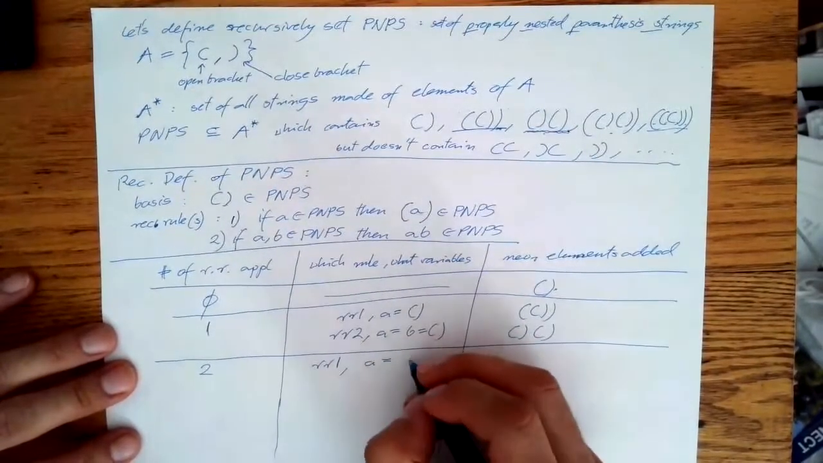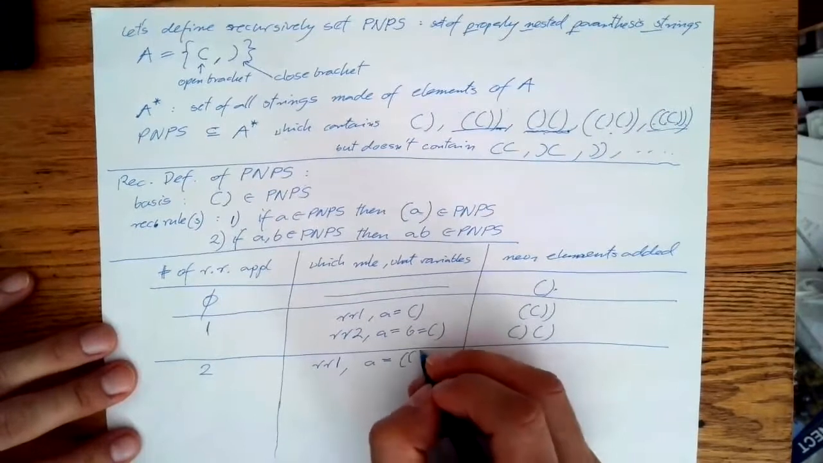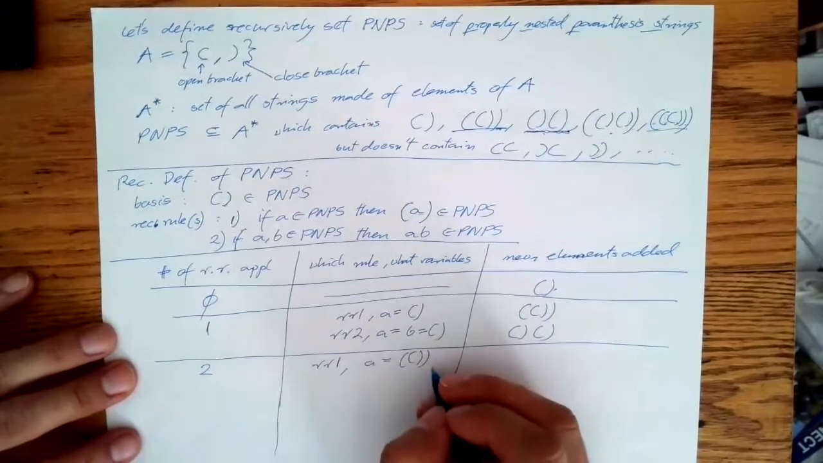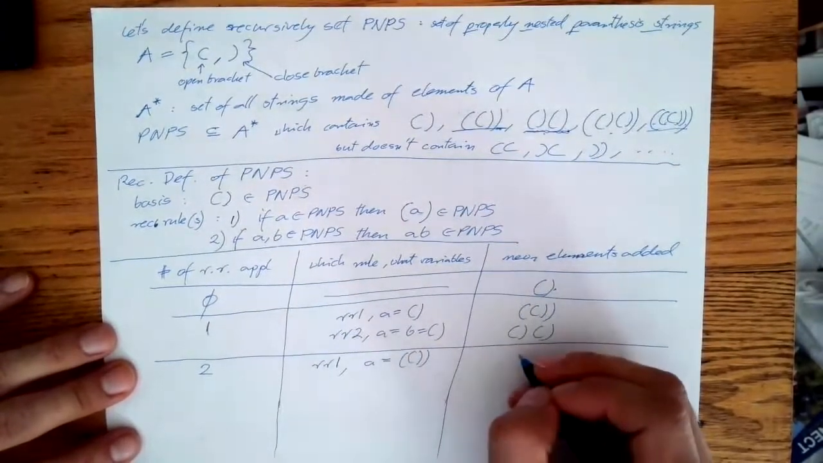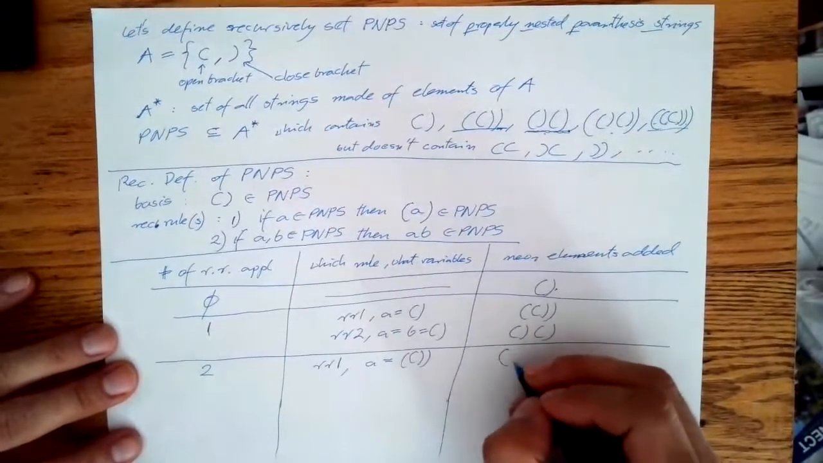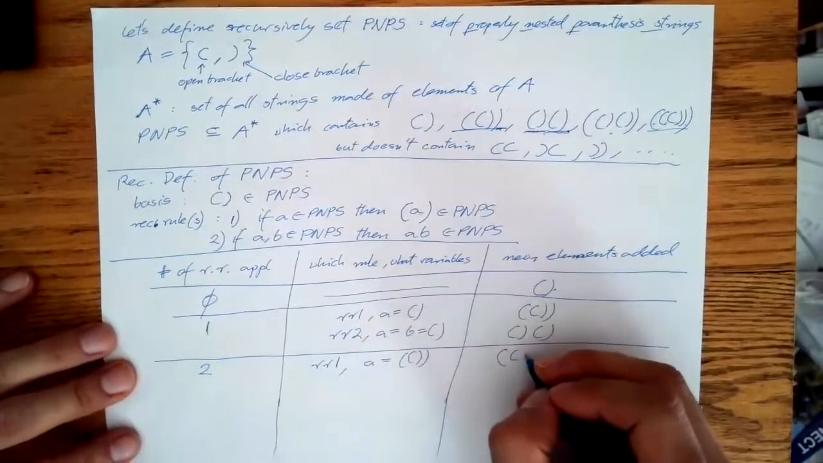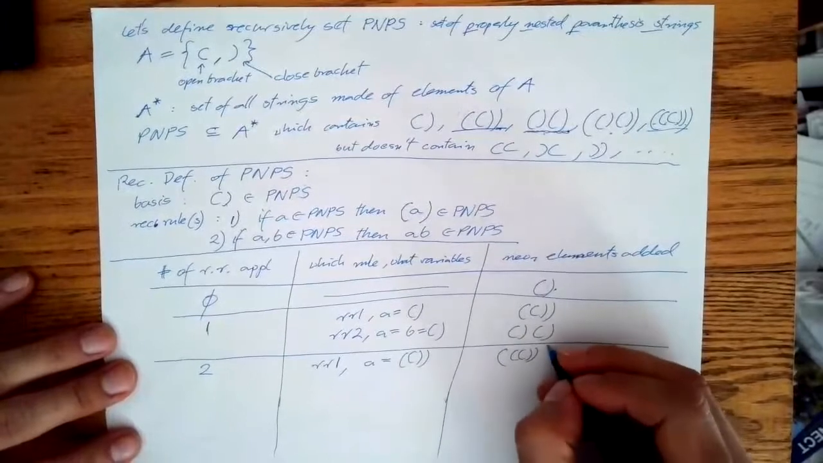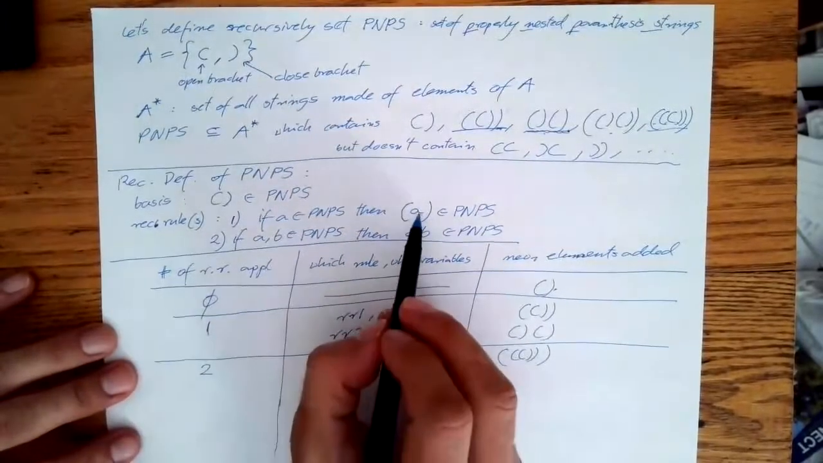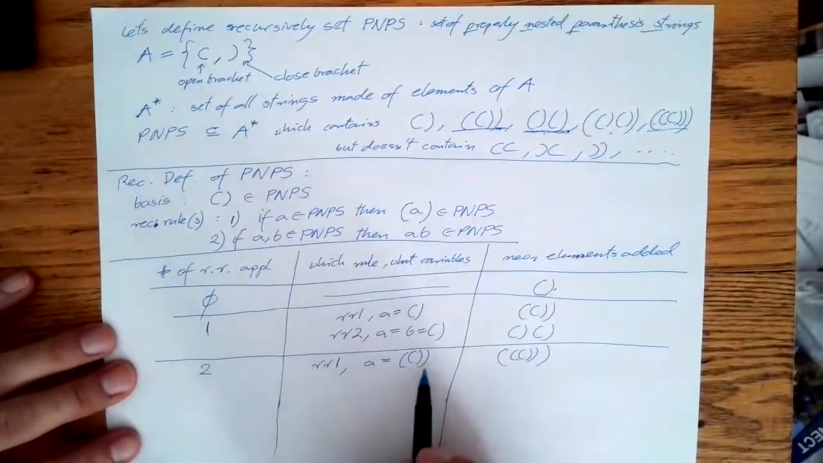So let's just cut to the chase and only consider new elements A here. So what would rule 1 add in this case? It will add open and then copy A, which is open, open, close, close, and then close again, right? So it's open, A, close.